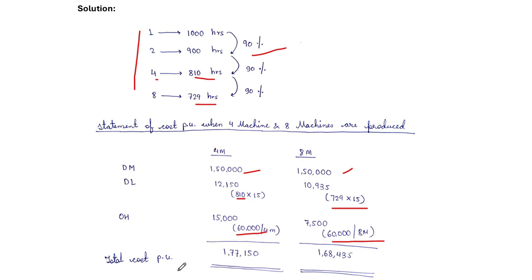Now total cost per unit for 4 machines is 1,77,150, and for 8 machines total cost per unit is 1,68,435.